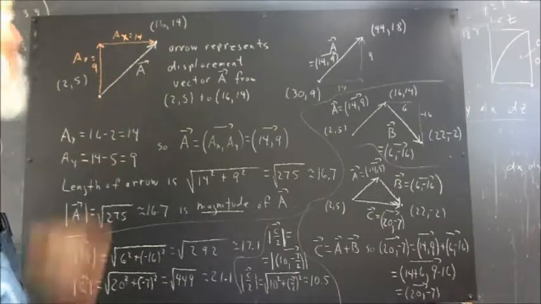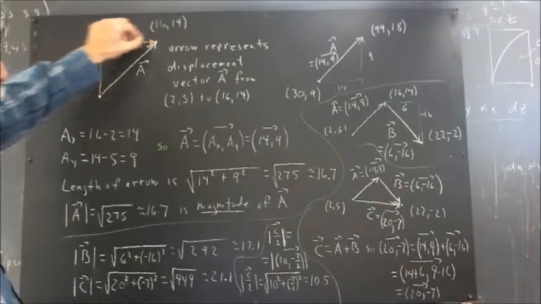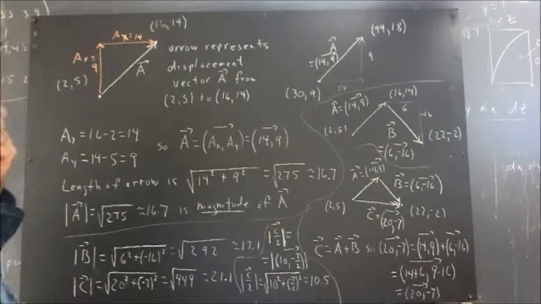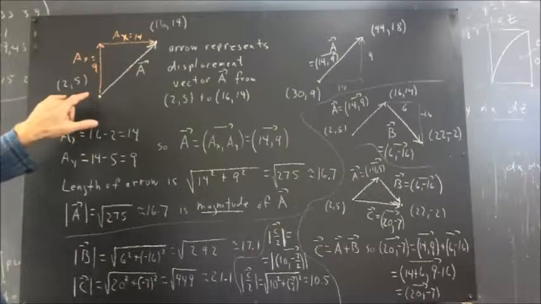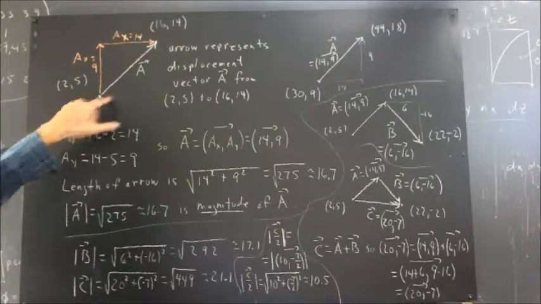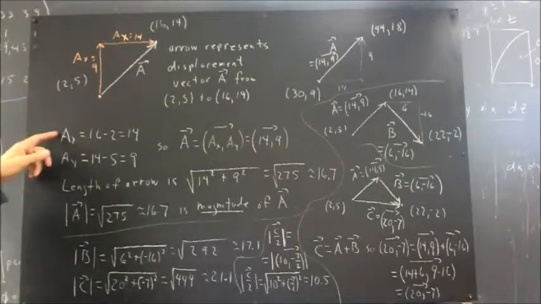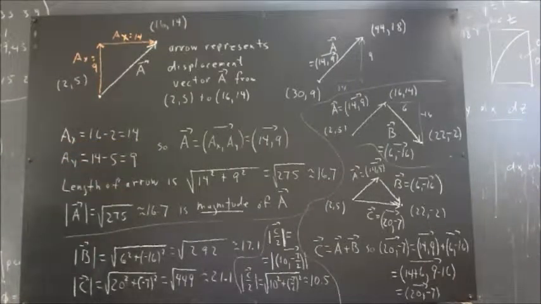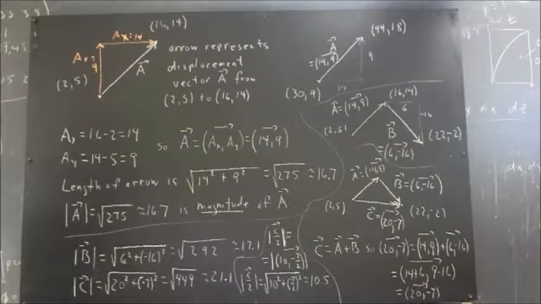So this vector represents the result of a vertical displacement of 9 units and a horizontal displacement of 14 units, and that vertical and horizontal displacement will move us from the point (2, 5) to the point (16, 14). Now, we say A sub x is 16 minus 2, which is 14. A sub y is 14 minus 5, which equals 9.